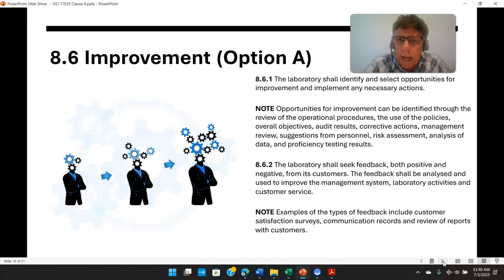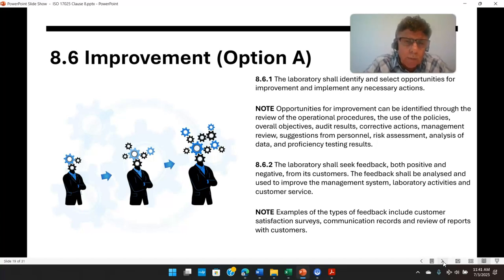Oftentimes, I recommend that labs use their internal audit process to identify opportunities for improvement. For example, in your internal audit process, you might identify findings such as nonconformities, and observations or opportunities for improvement. An opportunity for improvement is something like, well, technically we meet the requirements of the standard, however, I feel like we can do a better job at it and I see an opportunity for improvement. You might document that in your internal audit report, and that would be a way of documenting opportunities for improvement, hence meeting the requirements of 8.6.